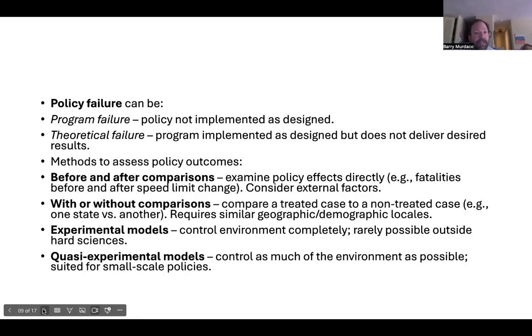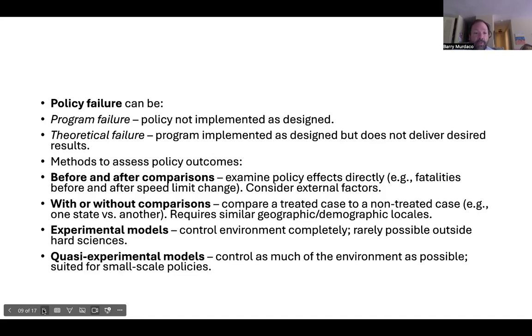Policy failure can be program failure, policy not implemented as designed; or theoretical failure, program implemented as designed but does not deliver desired results. Methods to assess policy outcomes: before and after comparisons. Examine policy effects directly, for example, fatalities before and after a speed limit change. Consider external factors as well.